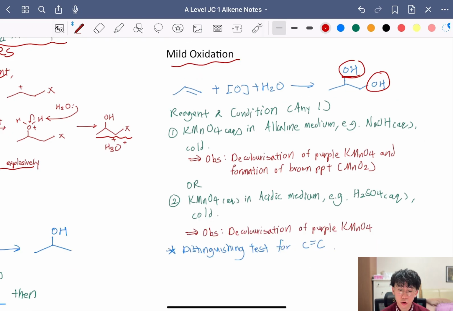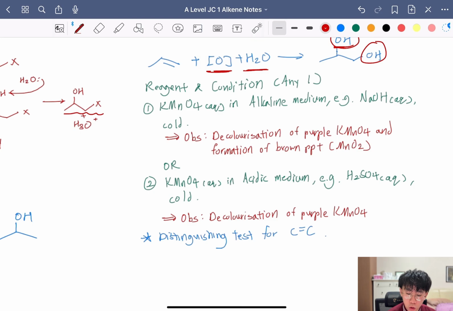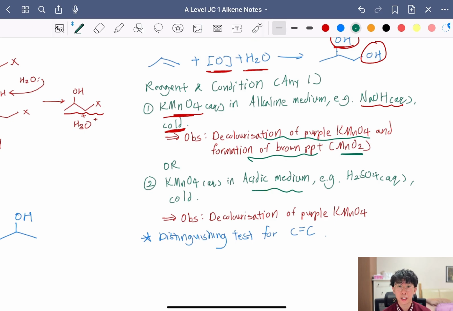Now do remember in your equation that you have to balance your equations appropriately. For the reagents and conditions, you can use any one. The key point is that you need to put it in a cold temperature and use the oxidizing agent, which is KMnO4. If you put it in an alkaline medium, which is for example NaOH, you are going to get decolorization of your purple KMnO4 and also the formation of your brown PPT MnO2. If you do this in an acidic medium, for example in H2SO4, you're just going to get decolorization of your purple KMnO4. No brown PPT.